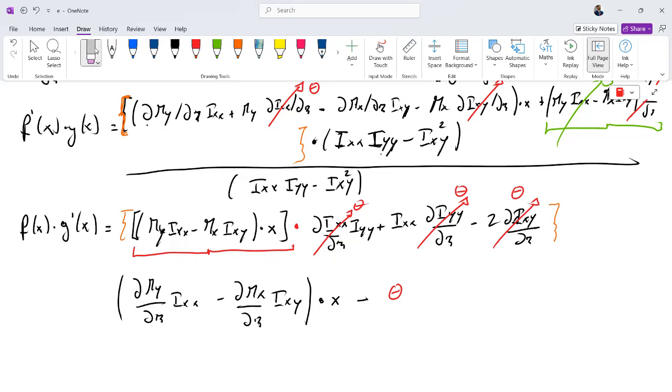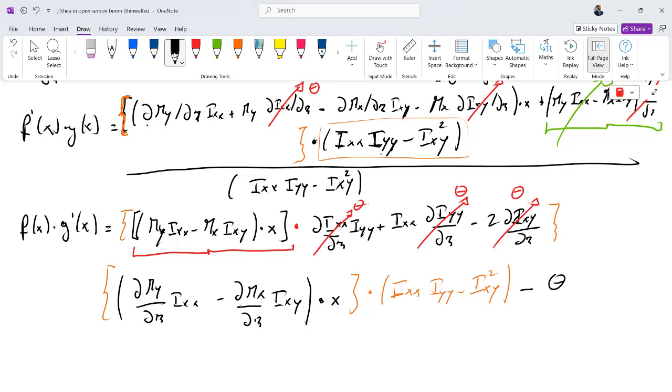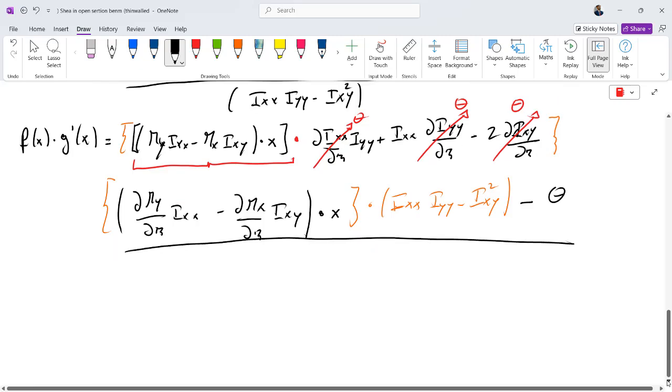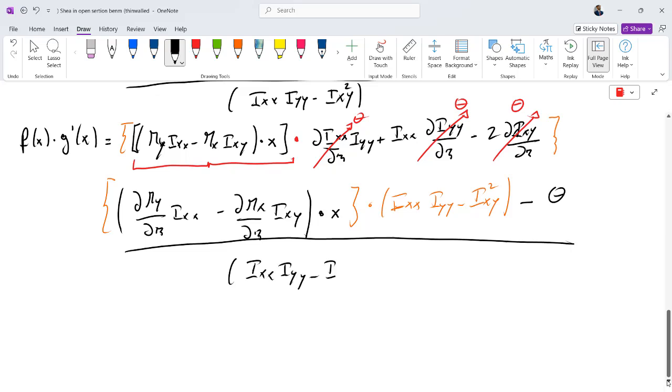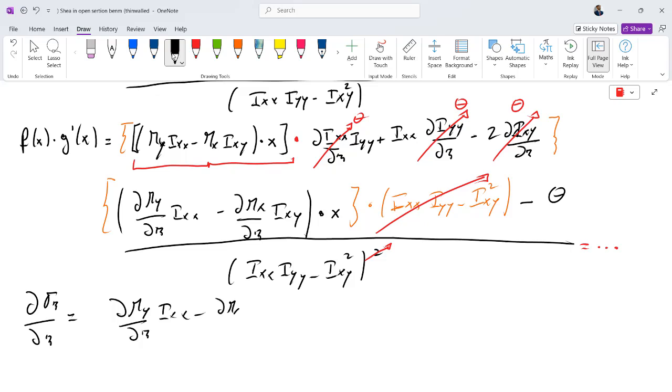Clearly, I lost a piece, that this curly bracket, this quantity here I made right here, Ixx Iyy minus Ixy at squared minus clearly 0 as said before, divided by g(x) at the square power, that is Ixx Iyy minus Ixy at square power, all at square power. So we can simplify this quantity with these two, and we obtain finally for the first member, the derivative of sigma z with respect to z: the derivative of My with respect to z times Ixx minus the derivative of Mx with respect to z times Ixy, times x, divided by all this quantity Ixx Iyy minus Ixy at squared.